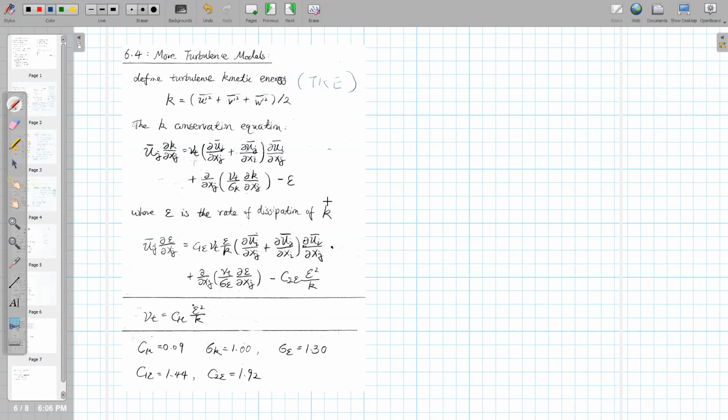So we have these two equations, and we also have some unknown constants: sigma K, C1 epsilon, C2 epsilon, and sigma epsilon. All these constants are given with the equations, obtained from many turbulence experiments to find the best values for these equations. And after you have solved for K and epsilon, you can use this correlation to calculate nu T.